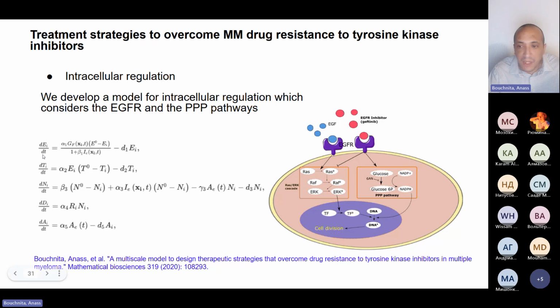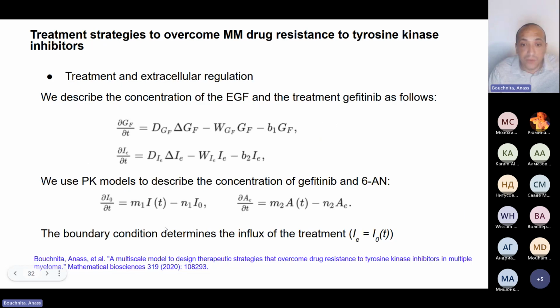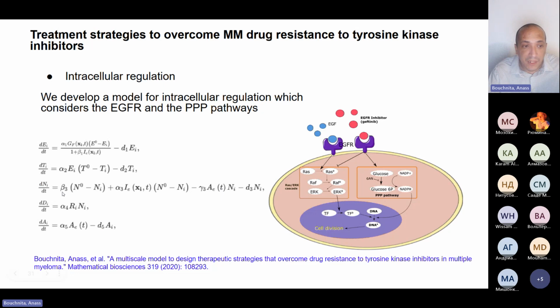So this one is for ERK, this one for the transcription factors, and this one for the NADPH, which is the result of the PPP pathway, which promotes the generation of DNA. And DNA is represented by this equation. And finally, the treatment 6AN is represented by this equation, which describes the concentration of these treatments inside the cell. As you can see, this treatment inhibits the NADPH in this equation.